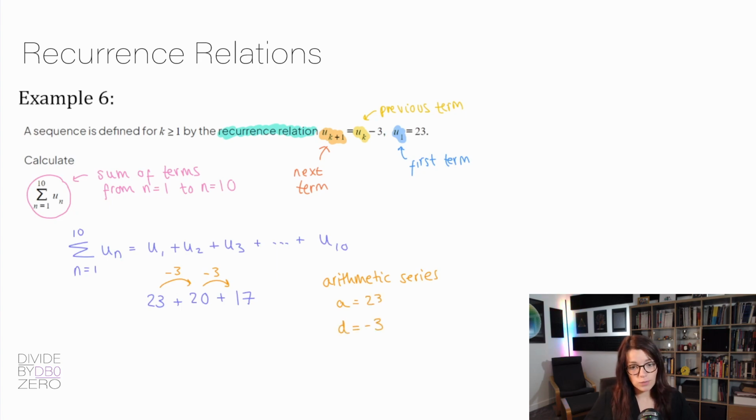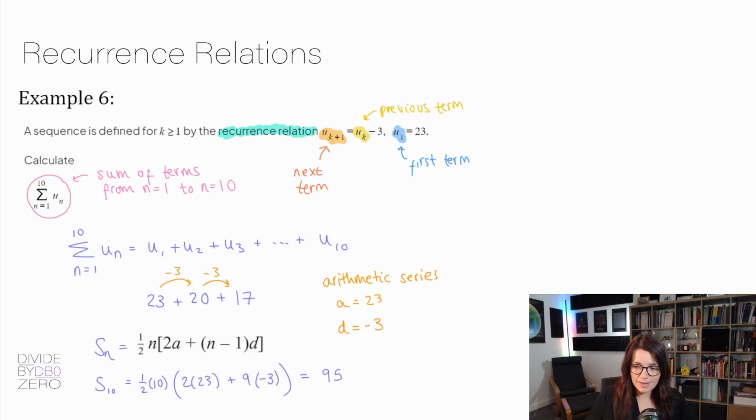Once you've identified what's going on, you could use the formula for the sum of an arithmetic series. So Sn in the formula book is given by this. We want the sum of the first 10 terms, so we're going to say S10 is equal to a half times 10, brackets 2 times 23 plus 9 times minus 3. And if we type this in, we get 95.